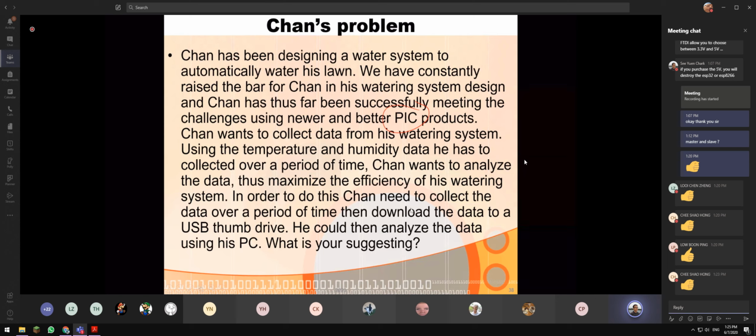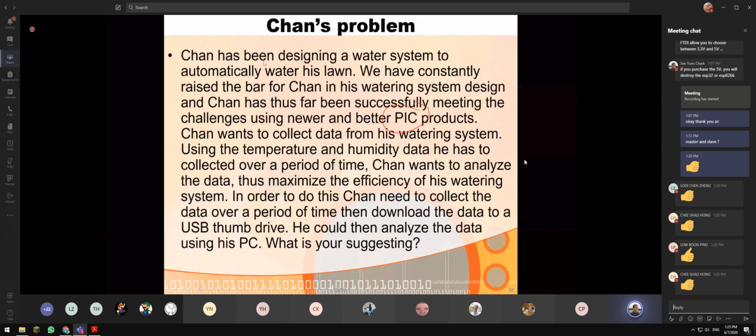Chan wants to collect data from his watering system, using temperature and humidity data over a period of time. Chan wants to analyze the data to maximize the efficiency of his watering system. In order to do this, Chan needs to collect the data over a period of time, then download the data to a USB thumb drive. He could then analyze the data using his PC. What is your suggestion? You want to download the data.